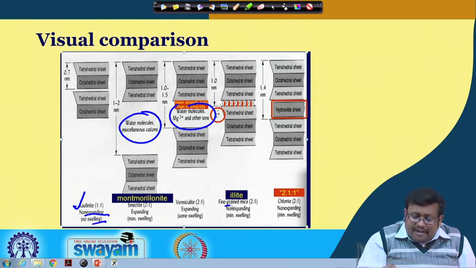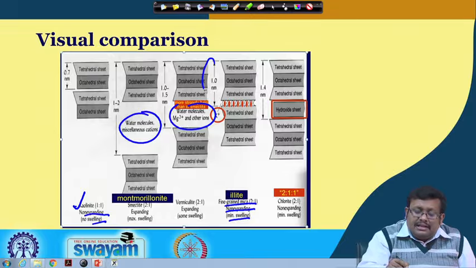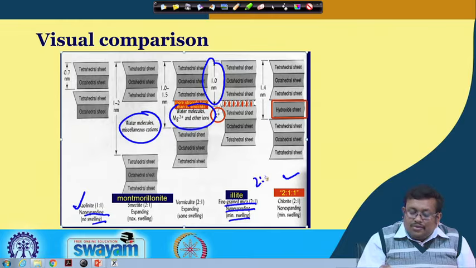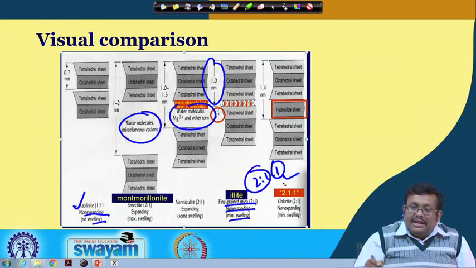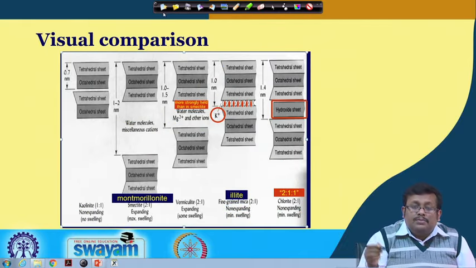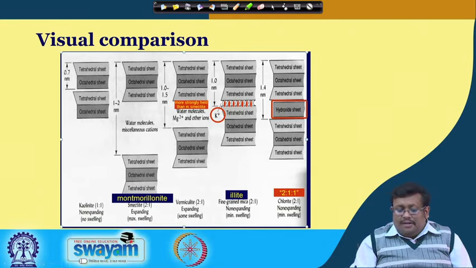And then fine-grained mica or non-expanding illite, obviously due to the presence of interlayer potassium, they are locked in nature, and the d-axis spacing is also very small, followed by chlorite. By the way, we call chlorite 2:1:1, because 2:1 we already know, and 1 stands for another magnesium or aluminum hydroxide sheet, and these are also non-expanding or minimum swelling. So, this is a visual comparison between these major clay minerals.